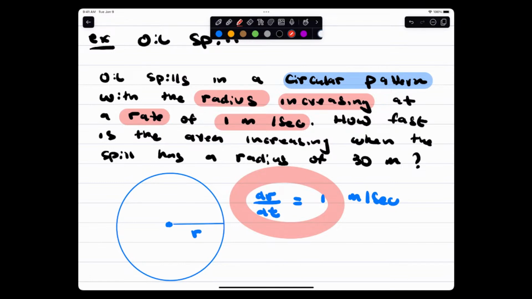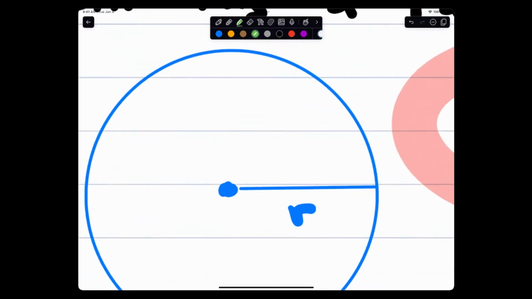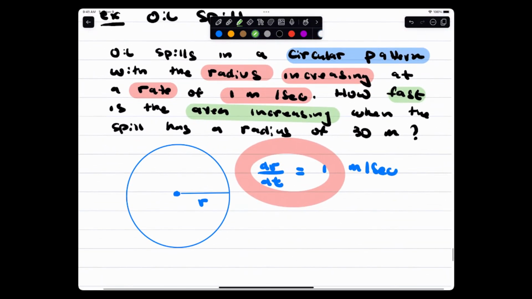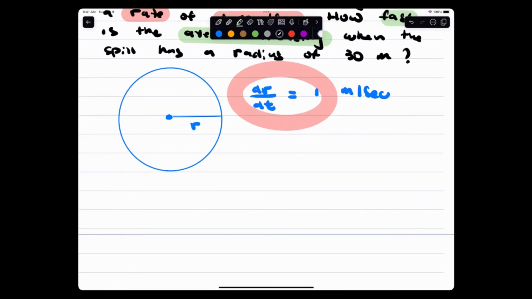How fast is the area increasing when the spill has a radius of 30? What do they mean by how fast your area is increasing? Because the circle is getting bigger and bigger, so is the area. What do you think a good start would be? What's the area of a circle? What's the related rates equation? dA/dt. Differentiate both sides with respect to t.